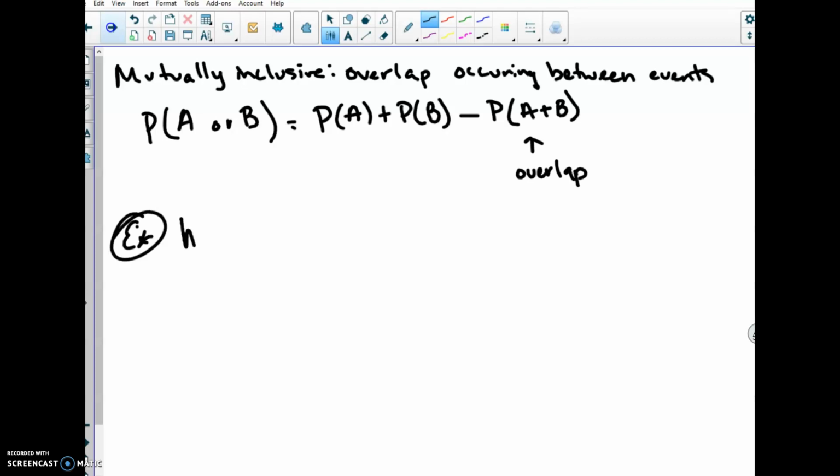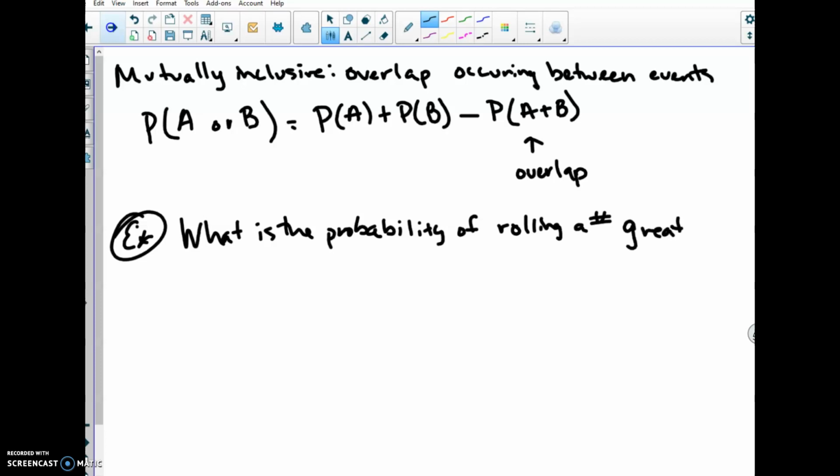So, what is the probability of rolling a number greater than 3 or an even number?